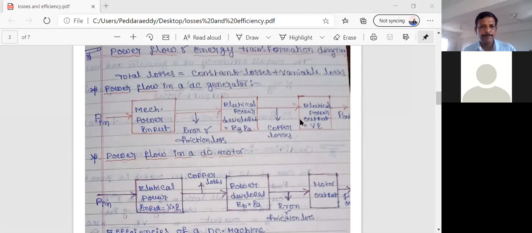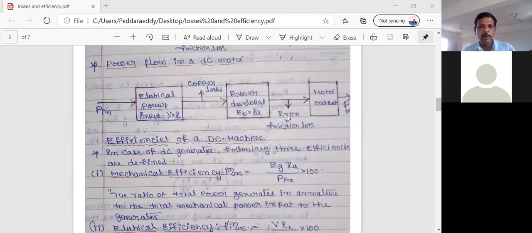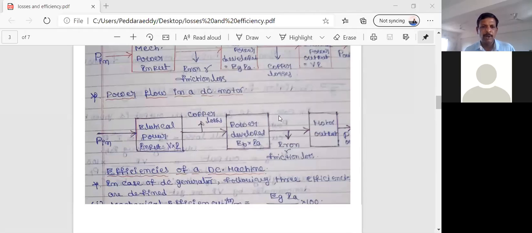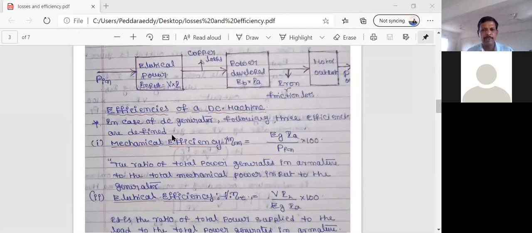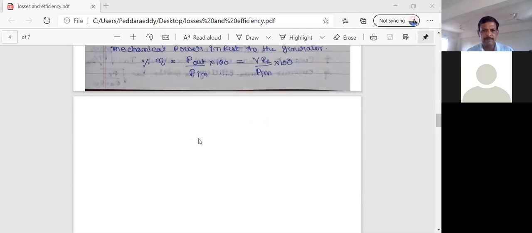Next, power flow in a DC motor. Already you know how to derive the efficiency equations in a DC generator or DC motor. Coming to the DC motor, in the same way here also, based on the block diagram, it is very easy to derive the equations. First of all, mechanical efficiency. The first one is mechanical efficiency.